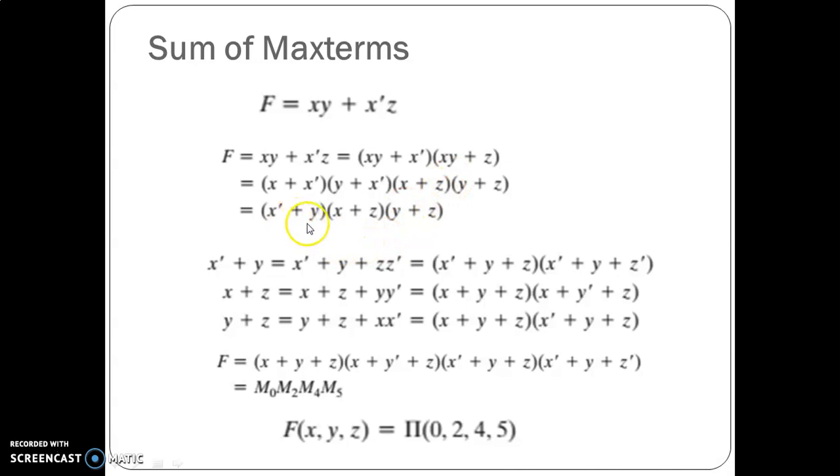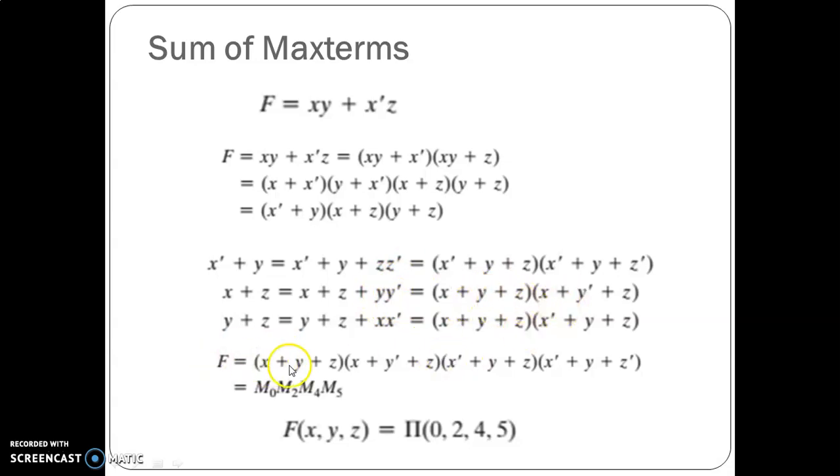Now they are expressed as a product of sum terms. In the first term, variable z is missing here. So we are going to add z z bar to this one. Since z into z bar equals 0, x bar plus y plus 0 will be the same as x bar plus y. Again, expressing this using the distributive law, we get x bar plus y plus z multiplied with x bar plus y plus z bar. The same way for the next term, x plus z, since y is missing here, we are going to put y y bar here. Again, expressing it in distributive form, we get this.